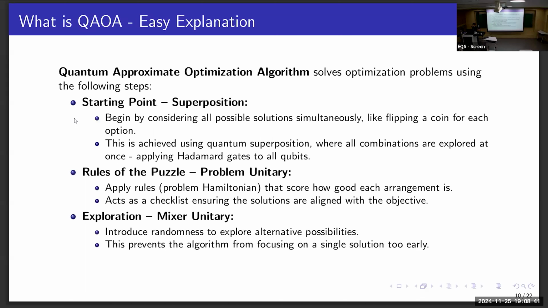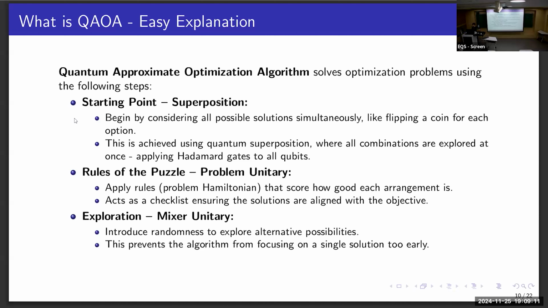So what is QAOA? So quantum approximate optimization algorithm. It solves optimization problems using the following steps. So for understanding, I just wrote this as words, but if we want to know the exact process, we need some quantum mechanical equations, so many.